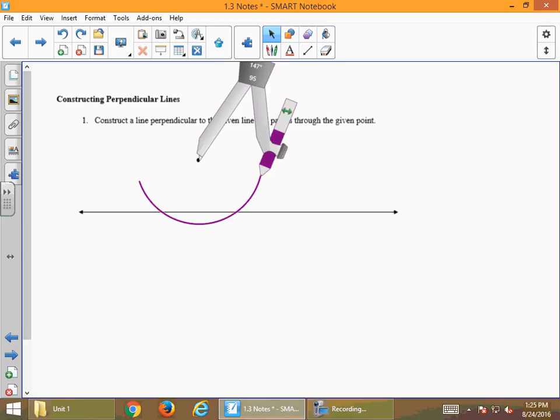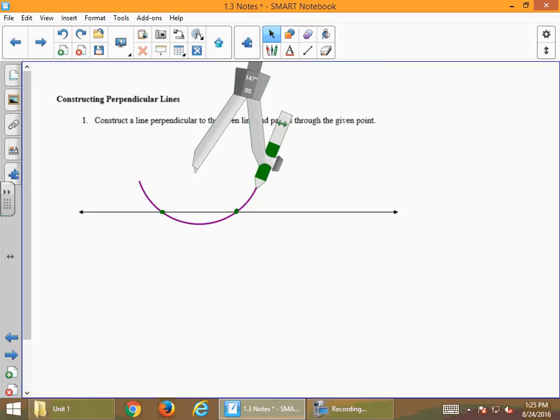Put your needle on the point, drop your compass straight down so it's a little bit past the line, and just make an arc so it touches the line twice. Okay? So we're going to ignore the rest of the line. We just created this small segment, and we're just going to perpendicular bisect that segment. At this point, it's the same exact steps as the last one.